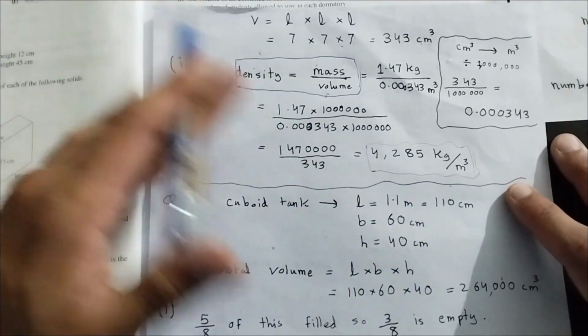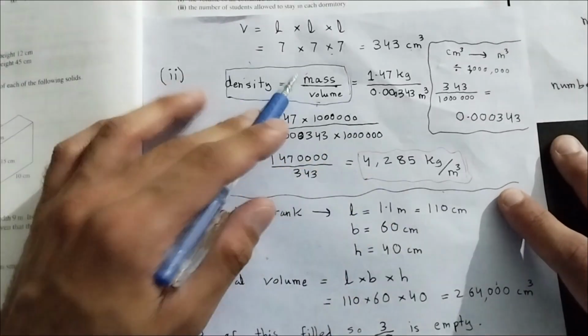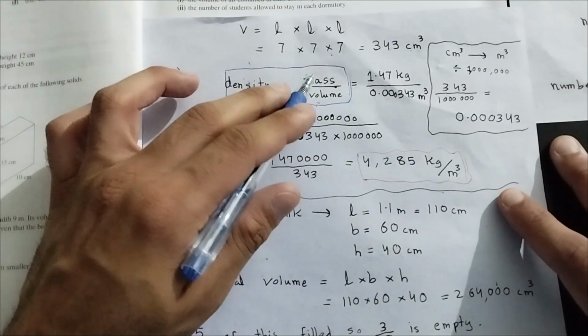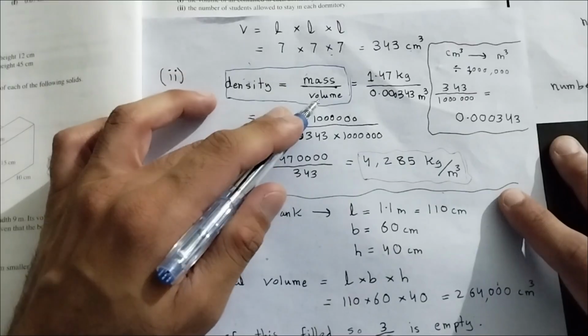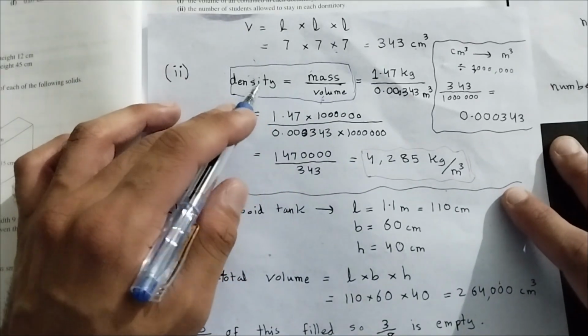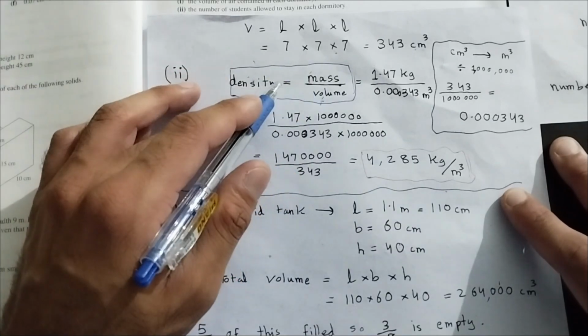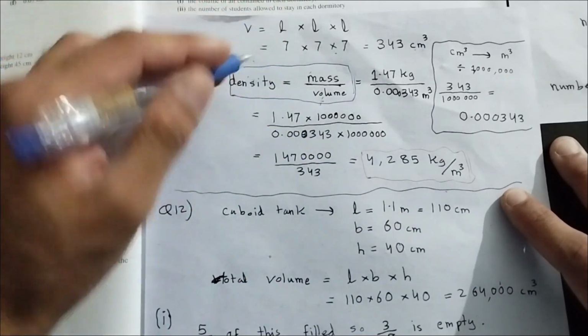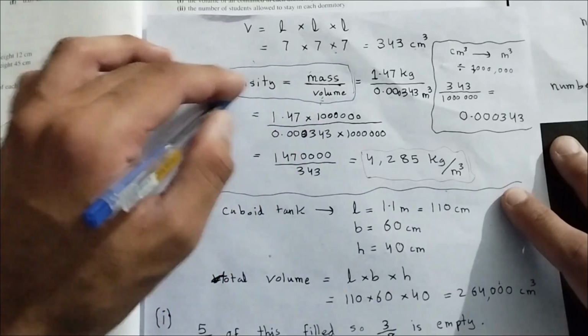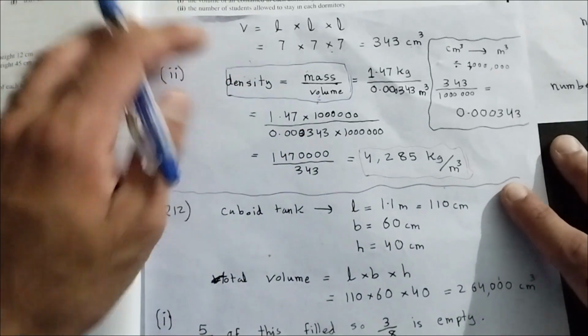Anyways, that's the density of the cube, right? Basically, just a simple thing is that density is equal to mass divided by volume. If mass and volume is given, then you can find the density. If density and volume is given, then you can find the mass. If mass and density is given, then you can find the volume. It's pretty simple. You just need to change their position like we do in linear equations.